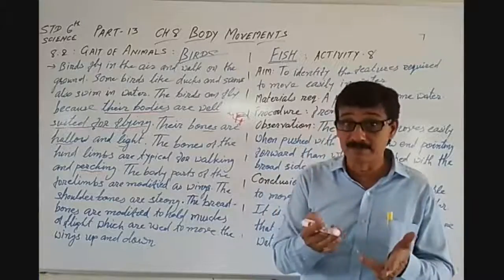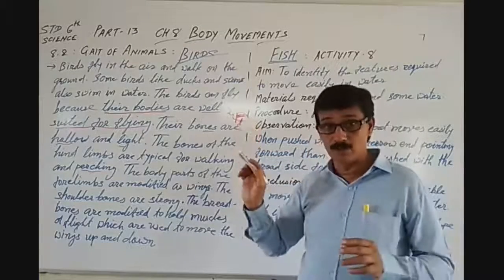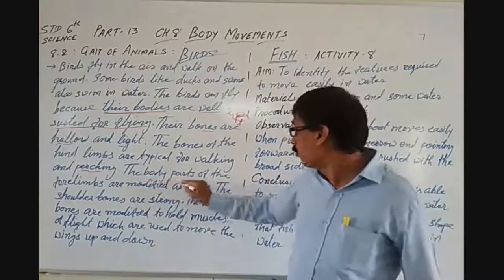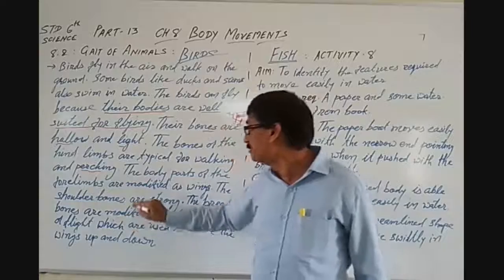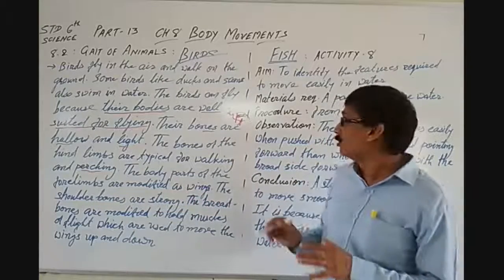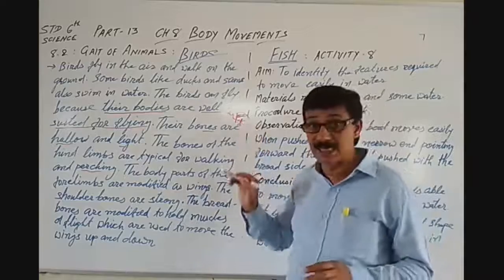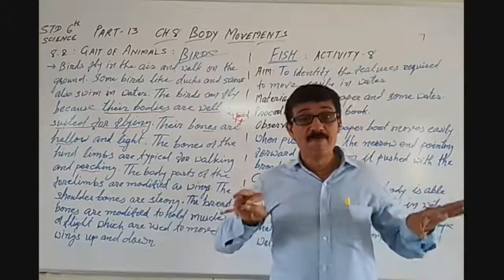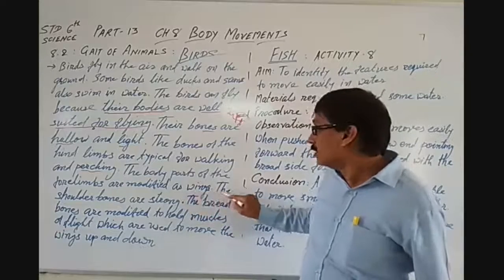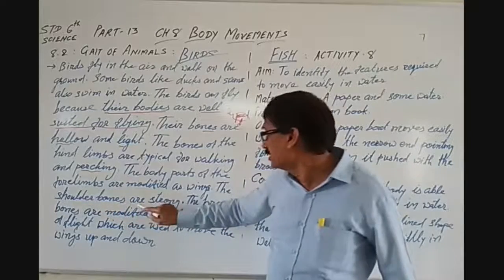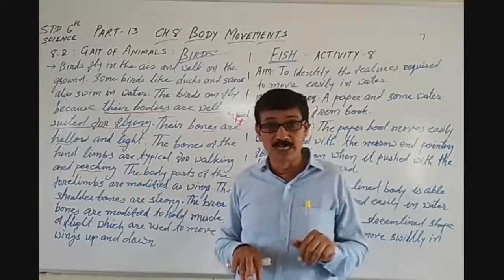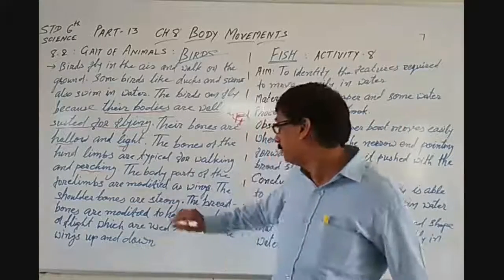Now forelimbs, मतलब आगे के दो, आगे वाले दो, forelimbs. So the body parts of the forelimbs are modified as wings. जो आगे के body parts है are modified as wings. The shoulder bones are strong. फिर उसके जो shoulder bones होते हैं वो strong होते हैं.